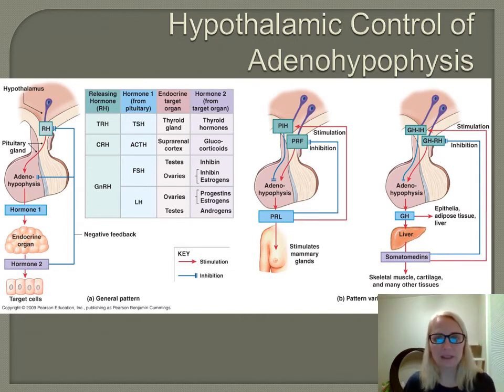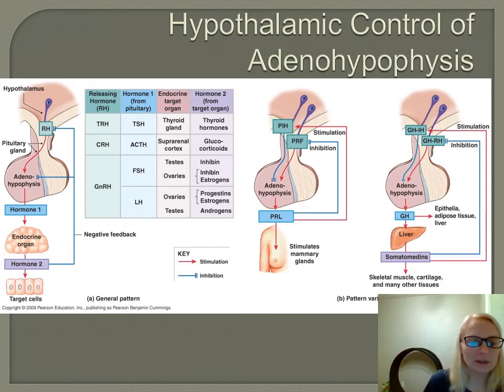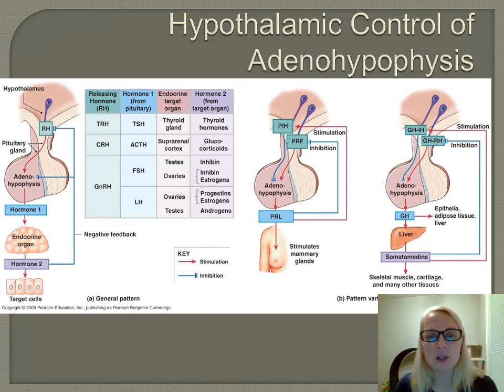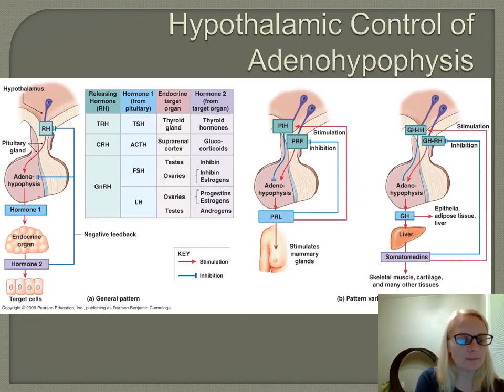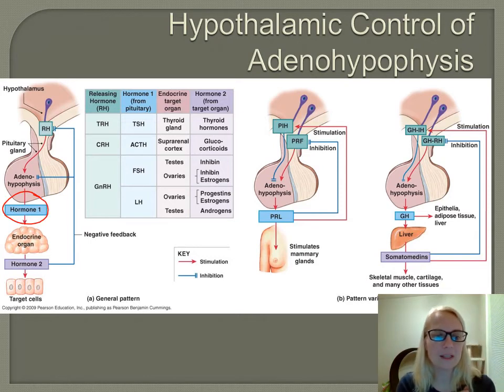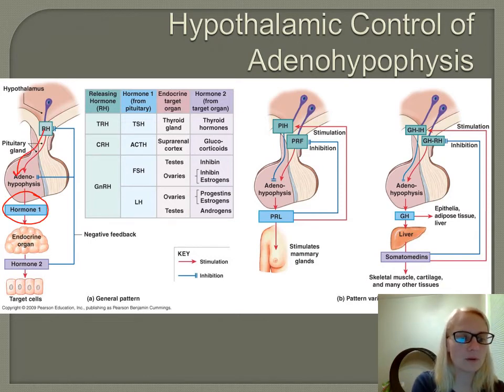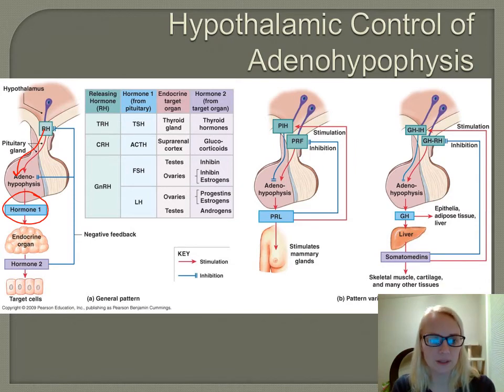A little bit more complex behind the scenes is that a lot of this control has feedback mechanisms to it, this negative feedback mechanism. So over here on the left, we have a general pattern. They're using red arrows for stimulation and blue lines for inhibition. So let's say we have hormone 1 coming from the anterior lobe. It is going to be stimulated by the releasing hormone that is made in the hypothalamus, right? That's the green square making the releasing hormone. It travels to the portal system and finds its target tissue, which releases hormone 1.